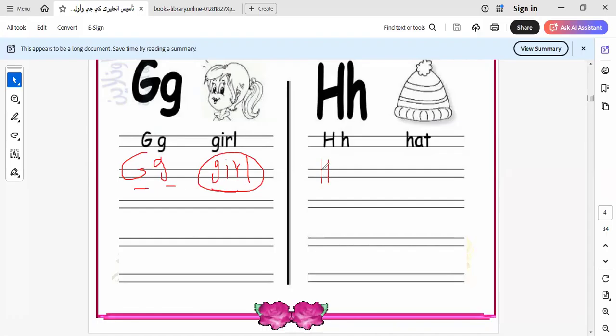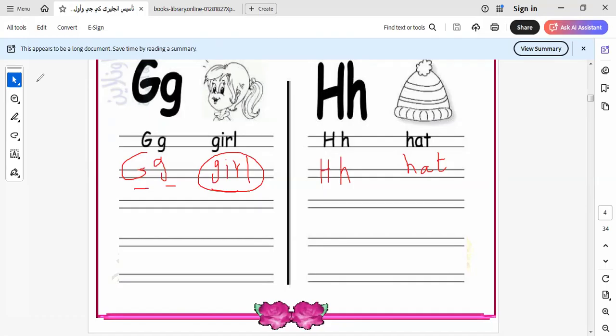Capital H and small h, written like this, will be hat. Here we have capital G and small g for girl, capital H and small h for hat. So I will revise the words that we learned today: apple, bowl, car, dog, elephant, fish, girl, and hat.